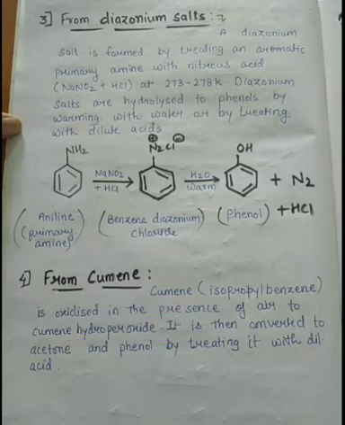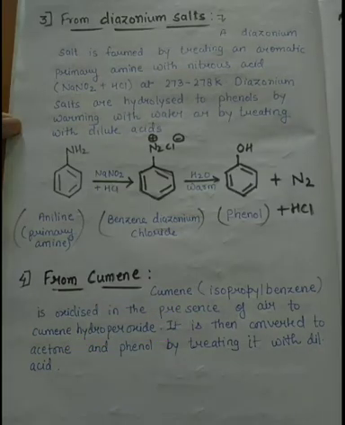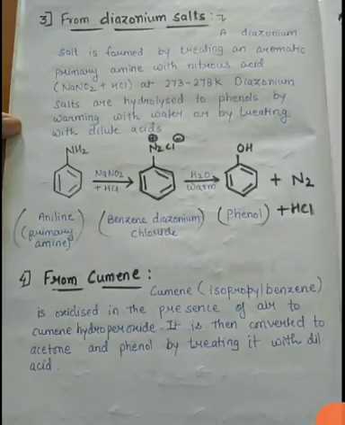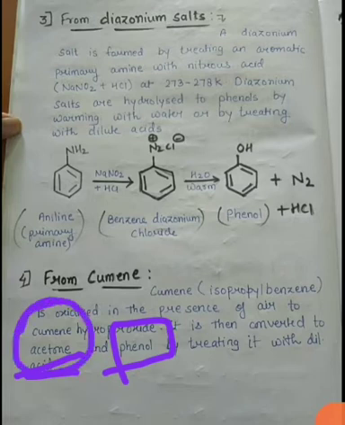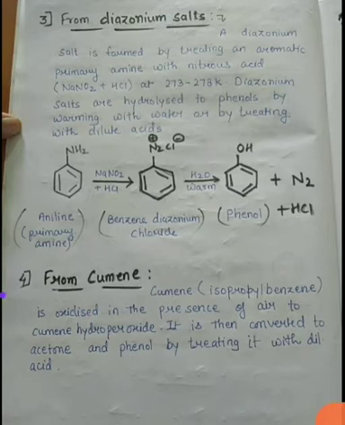After this it is converted to acetone and phenol by treating it with dilute acid. You can take any dilute acid and treat it, and it will result in the formation of acetone and phenol. Phenol is our major product, and acetone is also obtained in great yield. So basically students, this process is used worldwide for the preparation of phenols.